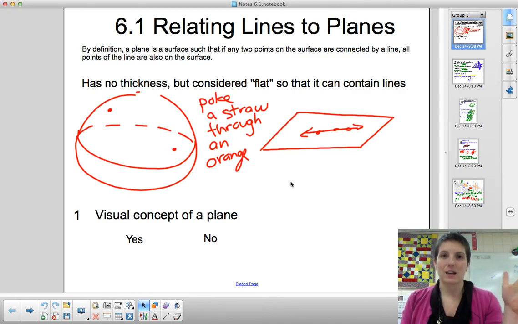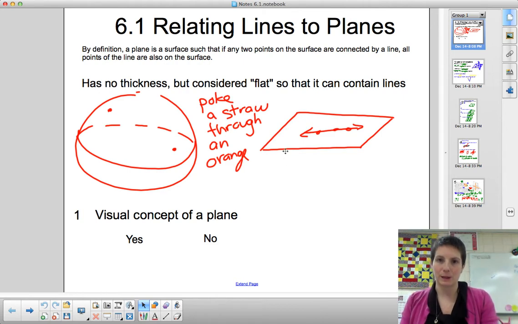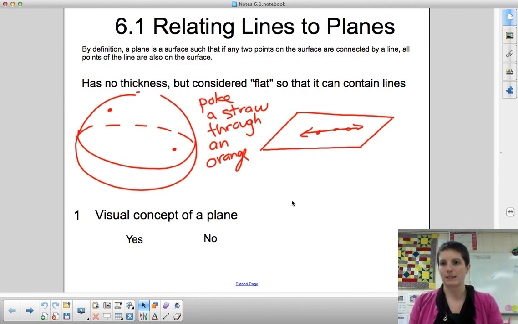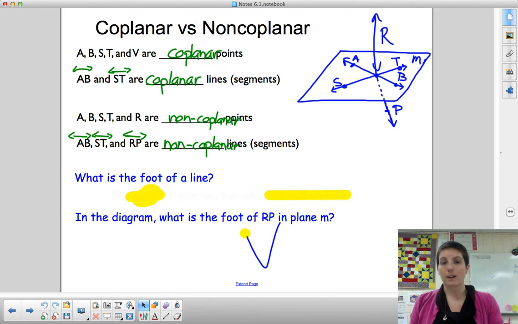All right, we talked in class today about 6.1, relating lines to planes. Remember, by definition, a plane is a surface such that if any 2 points on the surface are connected by a line, all points of the line are also on the surface, which is really just a nice way of telling us that we have a flat surface that a line can sit on and not a round surface that a straw would go through, like poking a straw through an orange. So it's not going to go through because it's not round, it's flat, right? Flat. So the visual concept of a plane is pretty basic there.